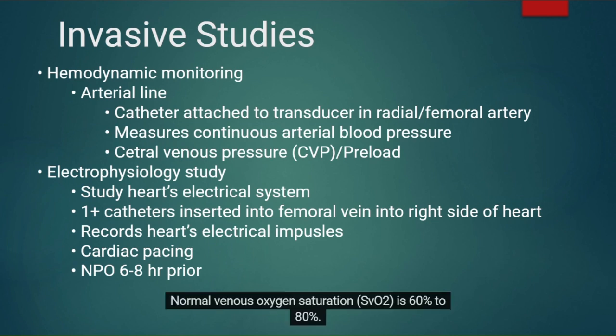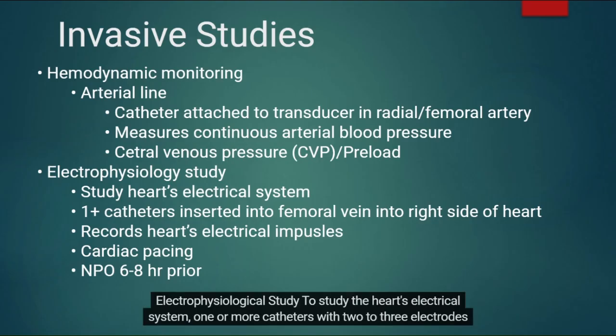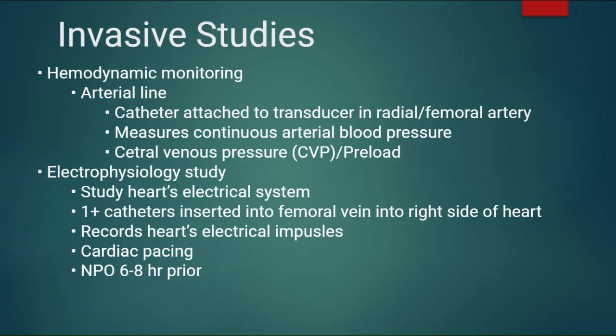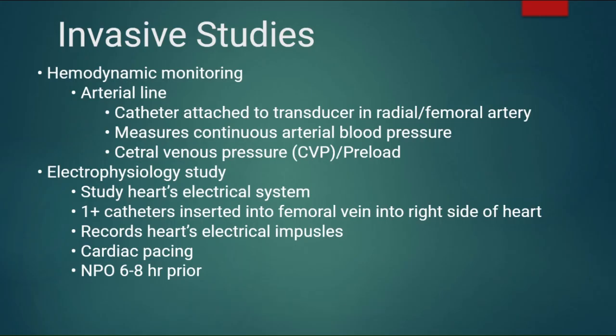Normal venous oxygen saturation, SVO2, is 60 to 80%. Electrophysiological study, to study the heart's electrical system: one or more catheters with 2 to 3 electrodes are inserted via the femoral vein into the right side of the heart. The heart's electrical impulses are recorded, and cardiac pacing can be done. Arrhythmias can be triggered to help the HCP diagnose why they are occurring. A consent is obtained. The patient is NPO 6 to 8 hours before the test.